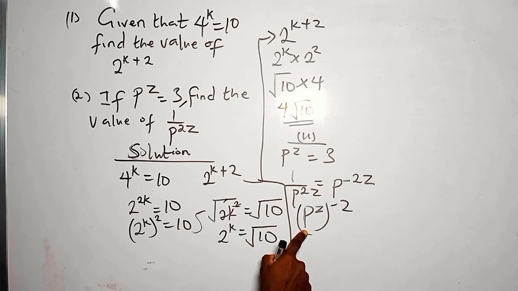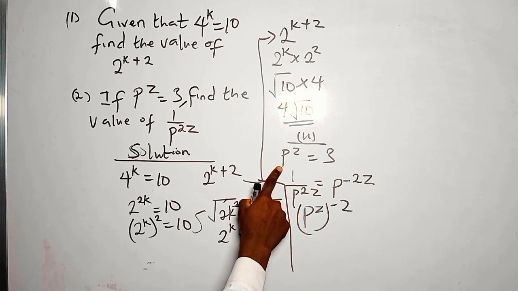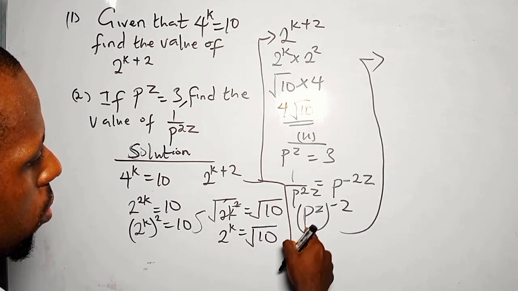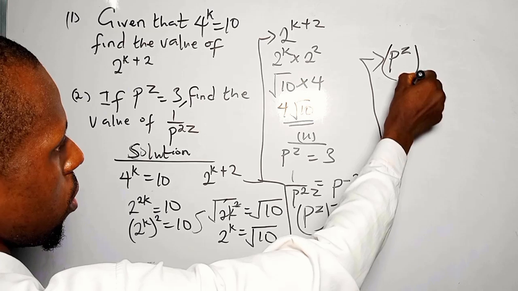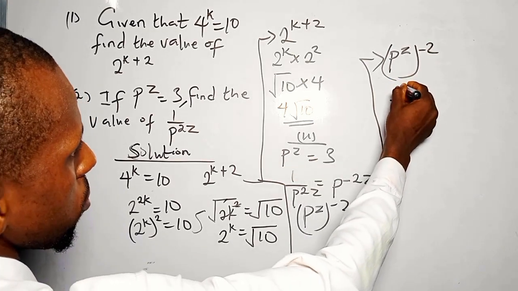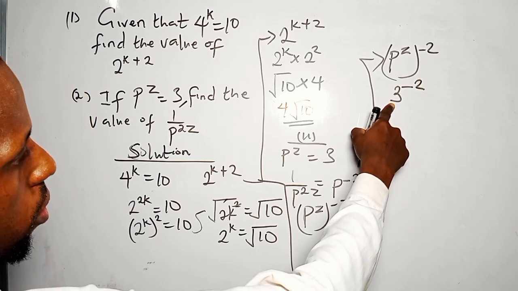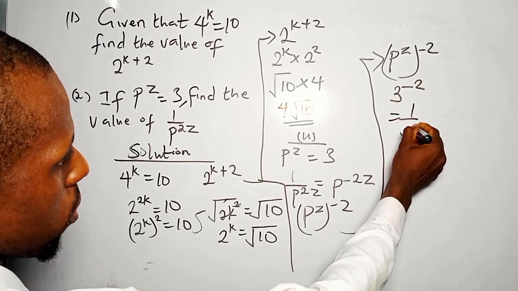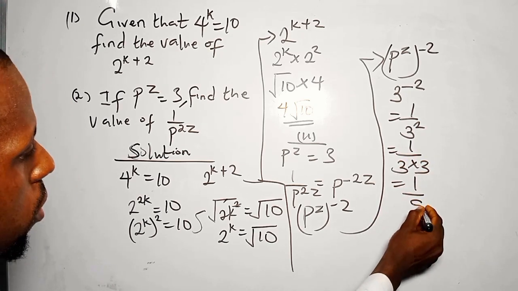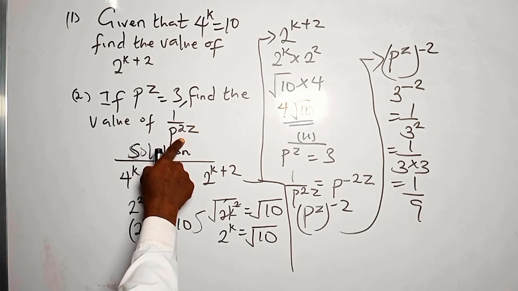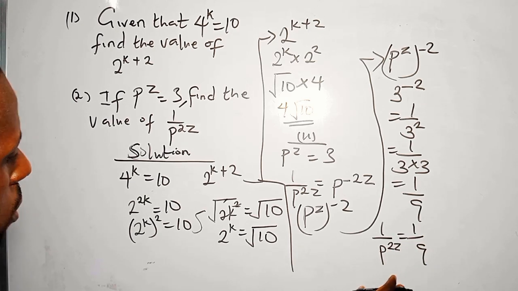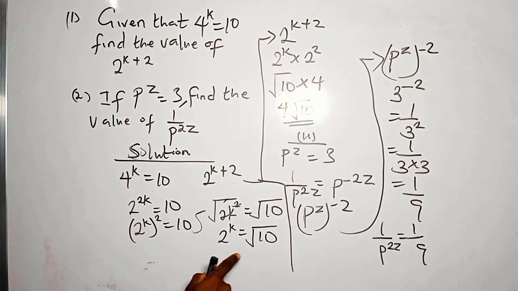So we know in the question we are given the value of p raised to power z to be 3. So we can easily put it this way. For p raised to power z, raised to power minus 2, the value of p raised to power z is 3. So you have minus 2 as the power. So we write this as 1 over 3 squared. So this gives us 1 divide 3 times 3. So here we have 1 over 9. So that means the value of 1 over p raised to power 2z equals 1 over 9.